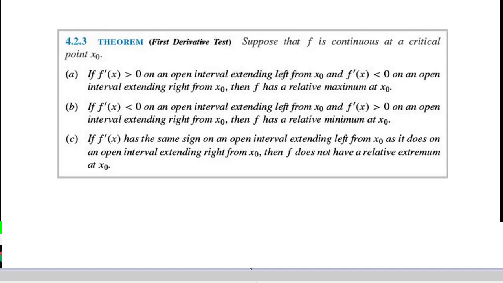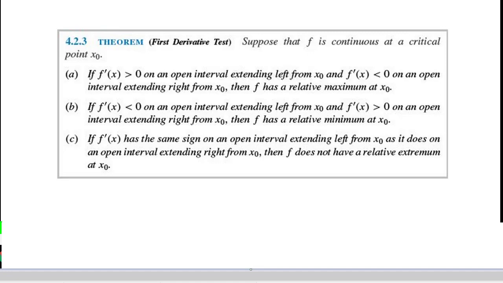In our last slide, we saw that having a critical point is not enough to let us know that we have a relative max or a relative min. So we'd like to figure out how we are going to know that, and we have a couple of theorems to help us with that. Theorem 4.2.3 is the first derivative test. Suppose that f is continuous at a critical point x naught.